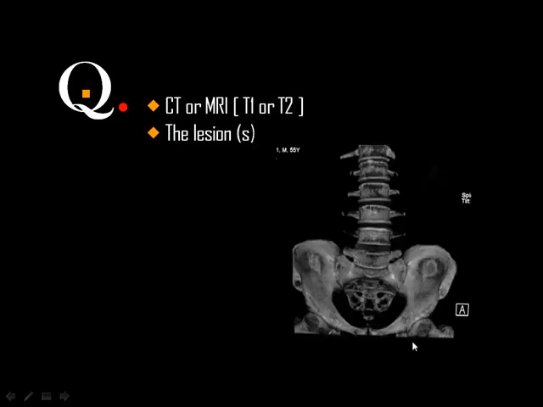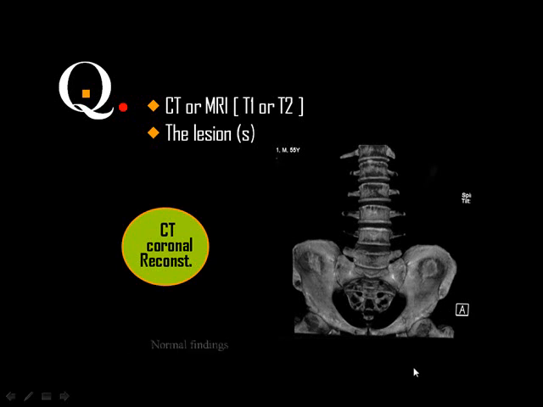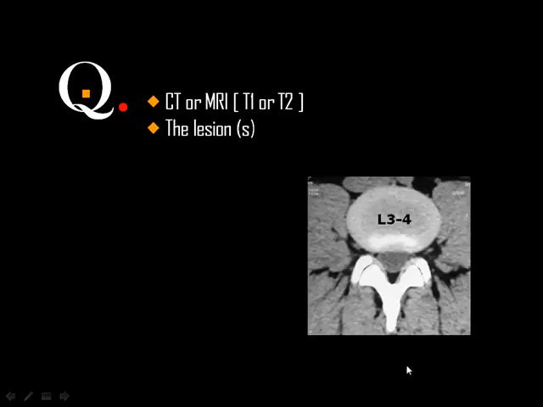What do you think about this? CT, a reconstructed image. This is true. In the coronal view, you see the lumbar spine, you look at the vertebral end plates, they are dense, and this is the CT coronal reconstruction showing normal findings.